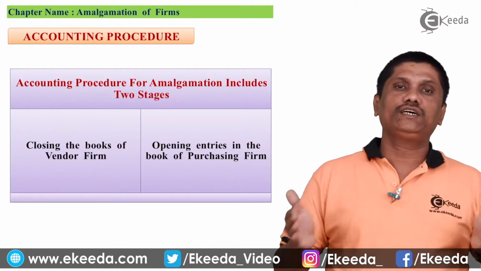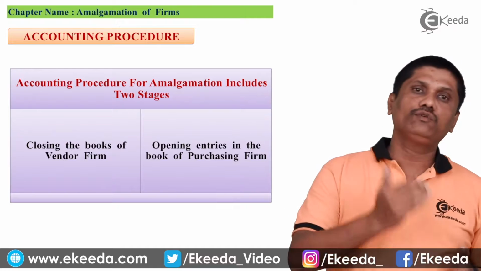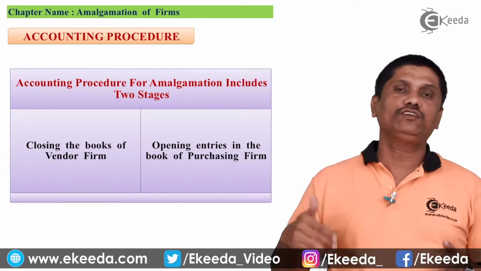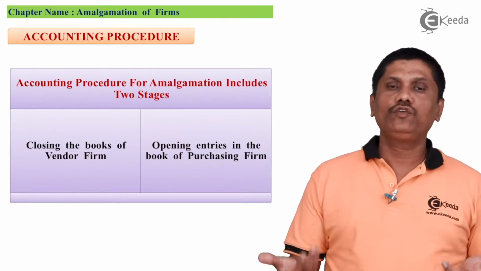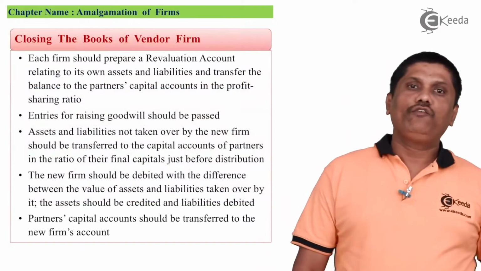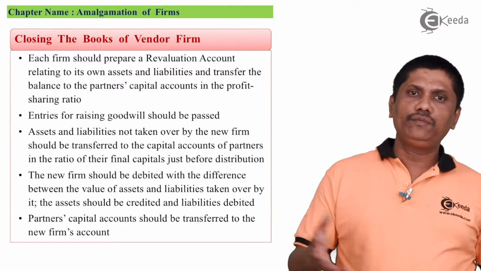So there are two major stages of accounting in case of amalgamation: closing the books of the vendor firm and writing the opening entries in the books of the purchasing firm. Okay, so let's go with the first part. Closing the books of vendor firms will include what? I told you that your firm is getting closed.